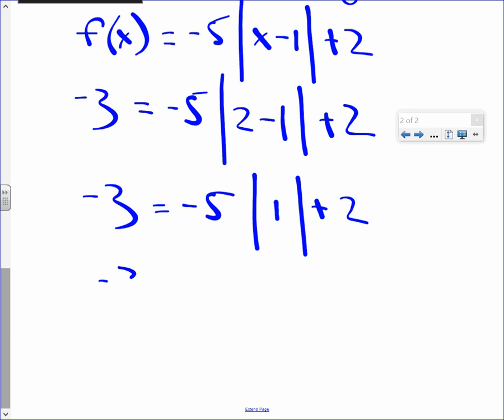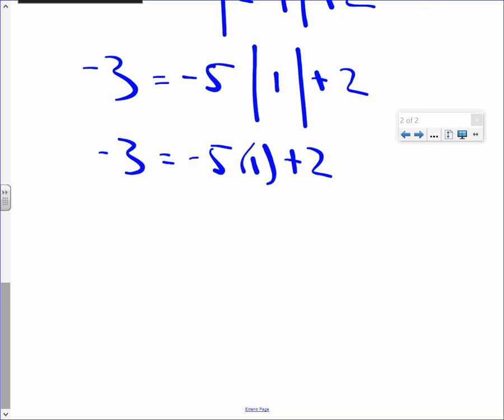Here we go. Negative 3 equals negative 5. Absolute value, 2 minus 1, that's going to be 1. Check it out, Rios. Remember that question of the absolute value? There's a positive number in it. It's still positive. Negative 5 times 1 now, plus 2. We're rocking and rolling.